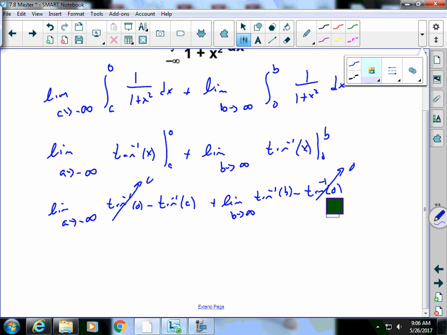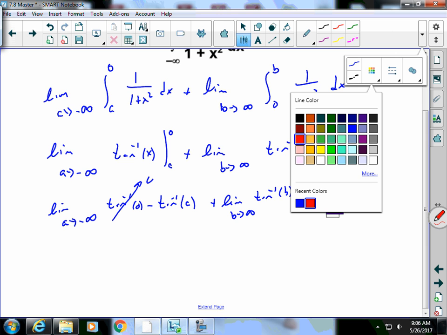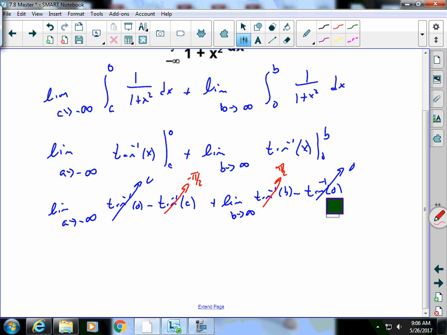We'll just change colors here. It's getting messy here. That's going to minus pi over 2 because it's going to minus infinity. And that's going to pi over 2. It's going to positive. So I have a minus pi over 2 plus a pi over 2. I add them together. Minus and minus is plus. The answer is pi. Converges.